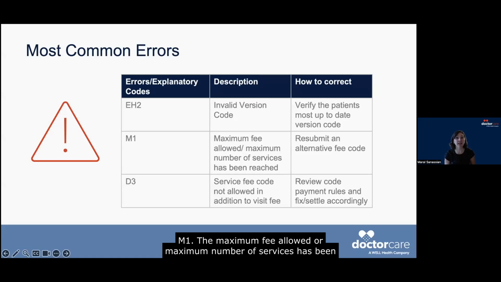The maximum fee allowed or maximum number of services has been reached. To fix this error, you must resubmit an alternate fee code or write off fee codes if not applicable. And lastly, the D3, the service fee code is not allowed in addition to the visit fee. This code is dependent on the specific claim that you submitted. You must review the code payment rules in the schedule of benefits and fix or settle the claim accordingly.